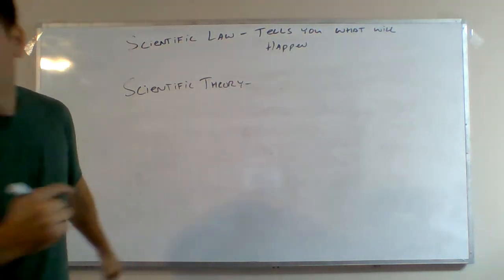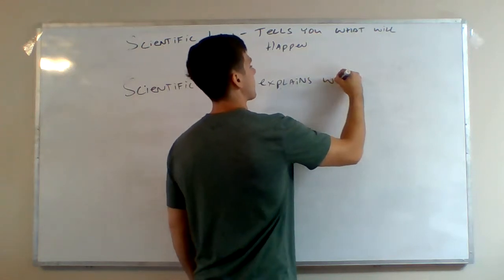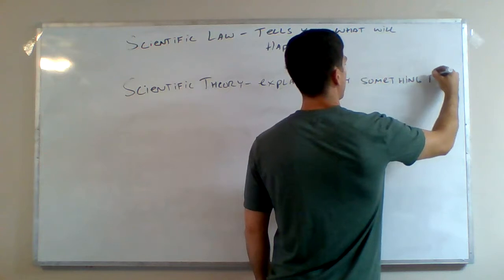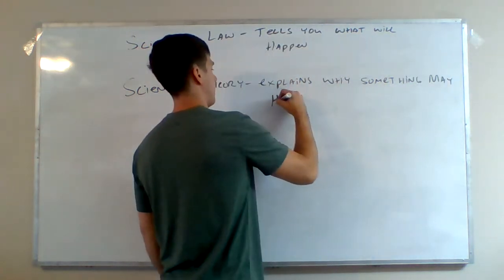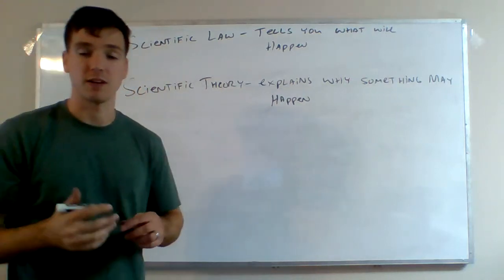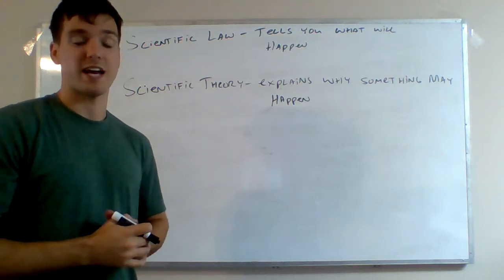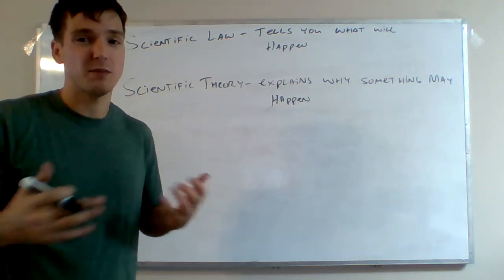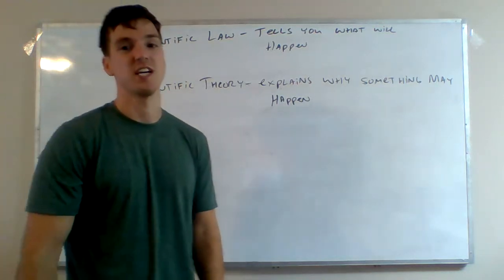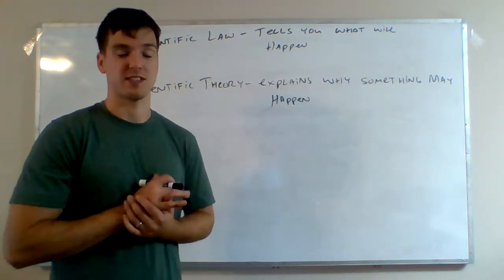Scientific theory, okay, it explains why something may happen. Okay, a classic example of this is Einstein's theory of relativity. Okay, he's saying that if you go near the speed of light, time should slow down for you. Okay, we don't have any real way of proving that. If we were going to go at the speed of light, we need tons and tons of energy, our mass would decrease, and actually if we were going the speed of light, we wouldn't experience time at all.